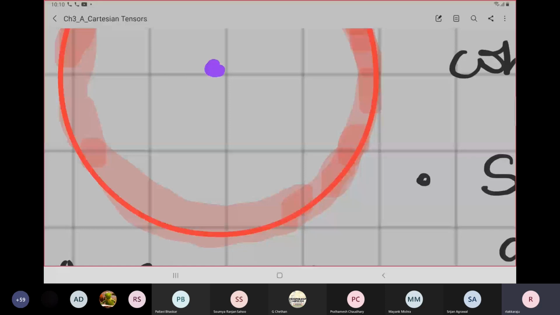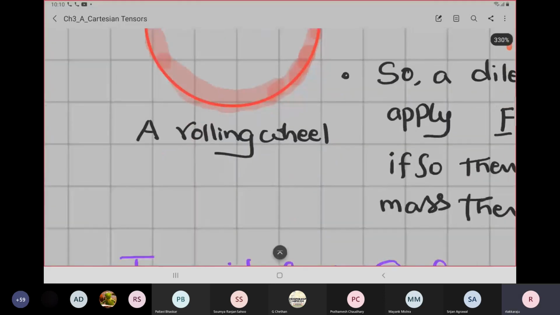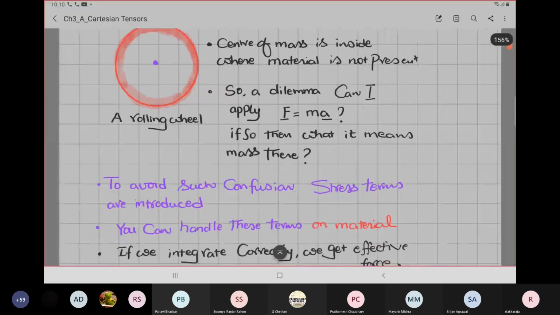Once you have this stress definition at each and every point, suitably projecting on areas, one will be in a position to calculate the total force acting on that system. That equivalent total force one can distribute on the center of mass. Then one can use F equals ma. That is the place where we began.